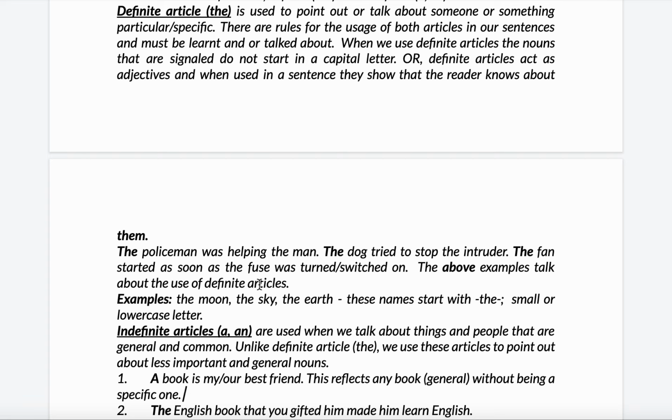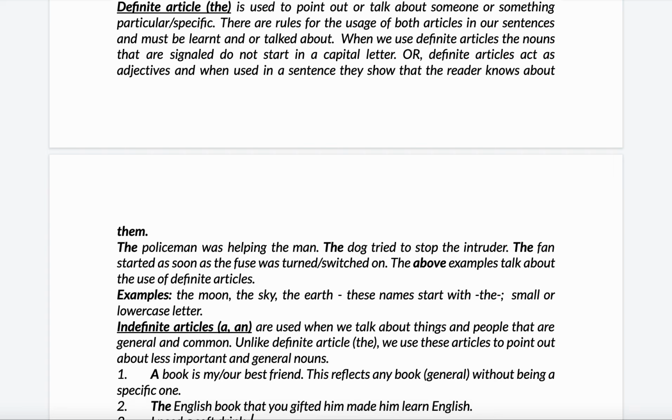The fan started as soon as the fuse was turned on or switched on. So when I say, okay, I talked to you guys, my fan was broken. That's what we thought, but we didn't have any cold air in our room for, let's say, 4 hours. But finally, when I decided to go and check the fuse, as soon as I switched on the fuse, the fan started. So it means, which fan started? I'm talking about the fan that we have in our room. So this is what it says. Examples: the moon, the sky. These names start with "the," and we use lowercase for them.